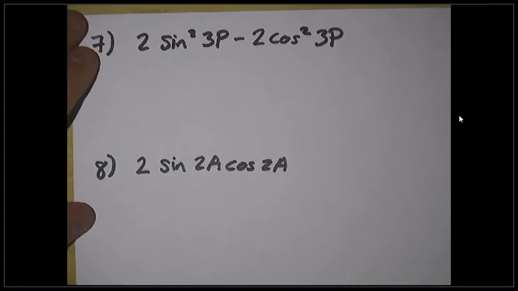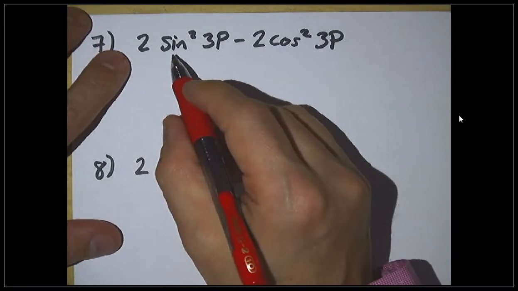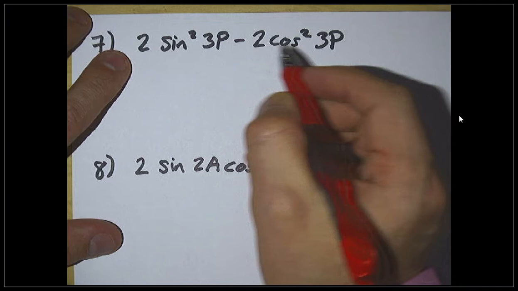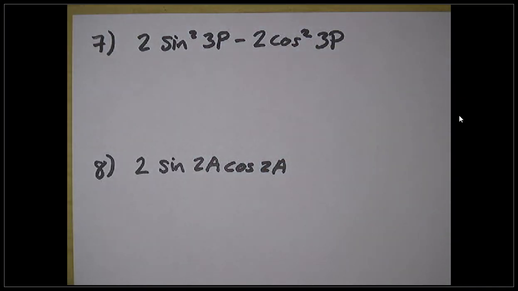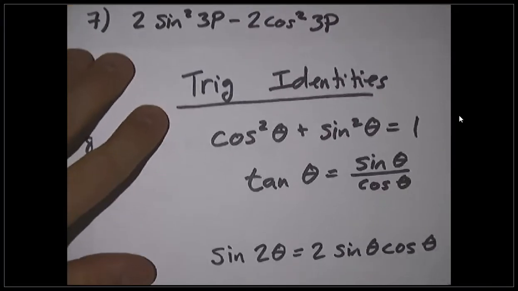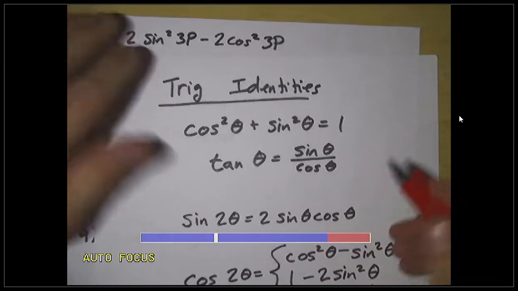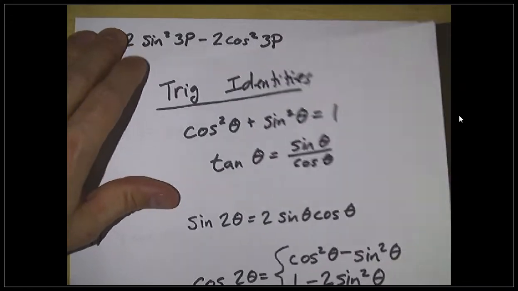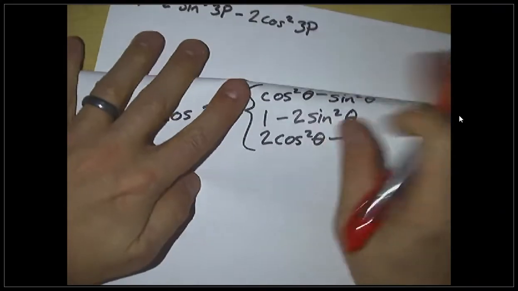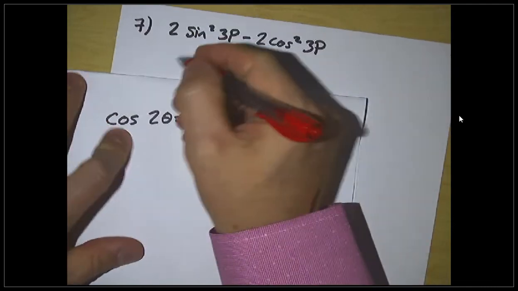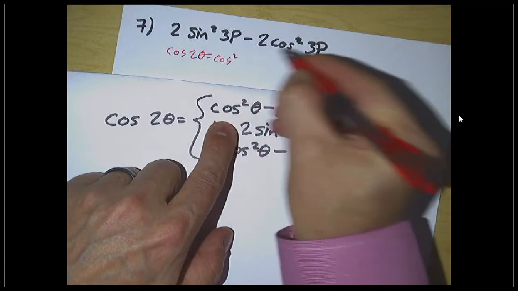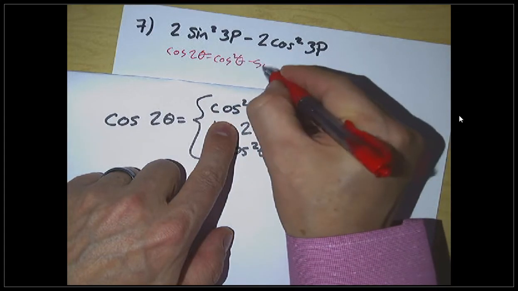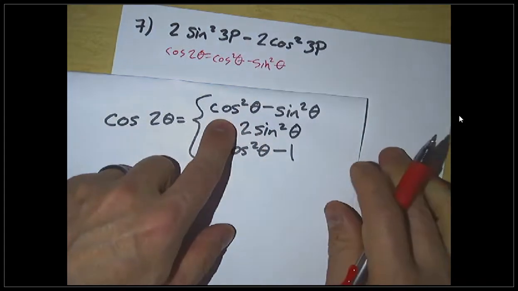Next problem, number 7. 2 times sine squared 3p minus 2 times cosine squared 3p. I look at my trig identities. This one looks suspiciously like cosine 2 alpha equals cosine squared theta minus sine squared theta.